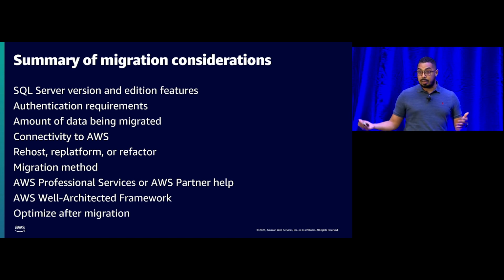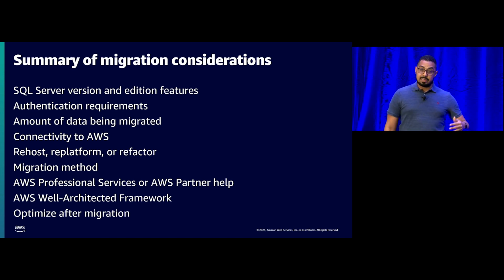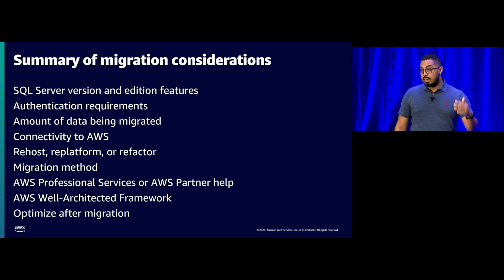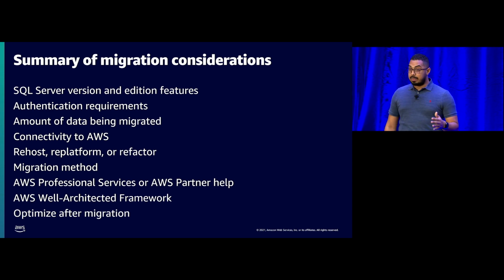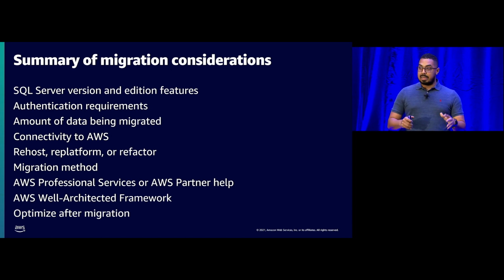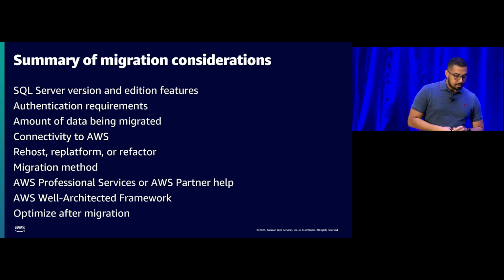Connectivity to AWS, important like I mentioned. So if you want the fastest, most reliable connection up to AWS, Direct Connect is definitely going to be your answer. Is it required? No, you can use VPN, use other methods as well, but that's going to give you the best bandwidth, the best speeds up to AWS.